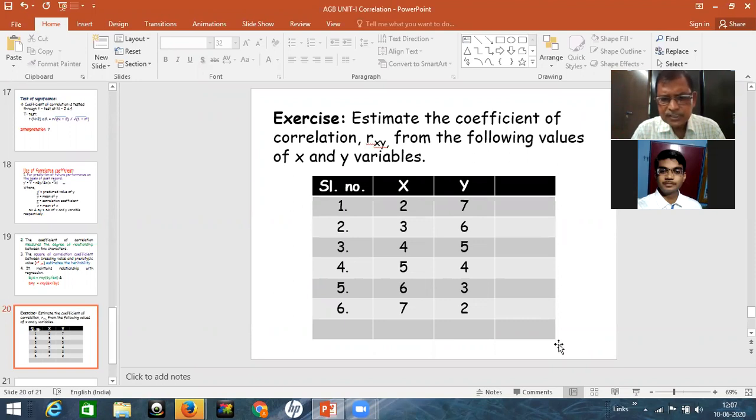The values of x are 2, 3, 4, 5, 6, 7. Very easy to remember. The values of y are just different: 7, 6, 5, 4, 3, 2. One variable is in an increasing trend, the other variable is in a decreasing trend. Now, what will be the magnitude of the coefficient of correlation? We have to calculate it and send me the answer.